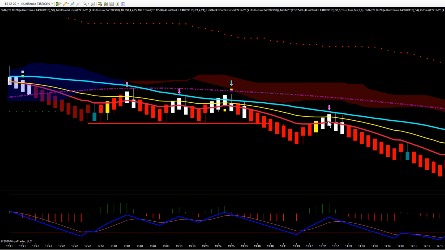Then we pulled back, set up a fast line zero touch. The fast line is the blue line on MQ momentum. That's our fast line. The pink line is the slow line. We had a momentum reset, fast line zero touch, and that's the fast line pulling back to the zero line. The zero line is the line that the histograms move above and below. And these fast and slow line zero touches, there's a little range. It doesn't have to be an exact hit to the zero line, but within tolerance right there.